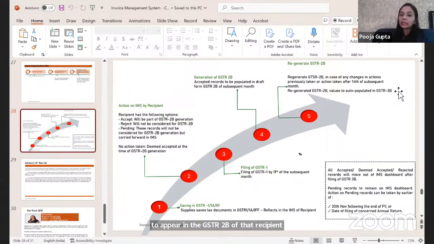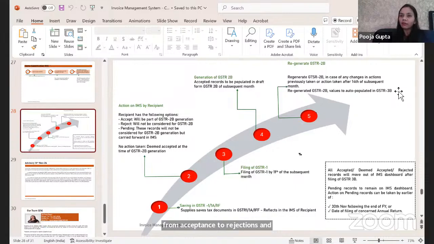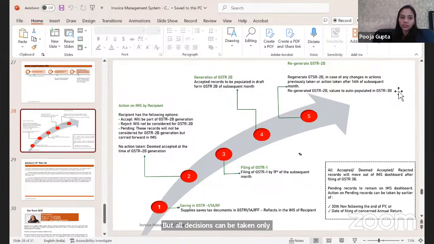And the recipient can regenerate the GSTR2B as many times as he wants. He can change his actions from acceptance to rejection, and from acceptance to pending, and vice versa, in many more combinations, but only before filing the GSTR3B of that month. He can regenerate multiple times. He can compute the 2B. He can change his decision multiple times. But all decisions can be taken only before filing the GSTR3B of the returns.